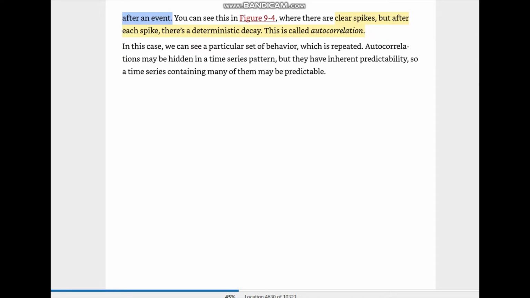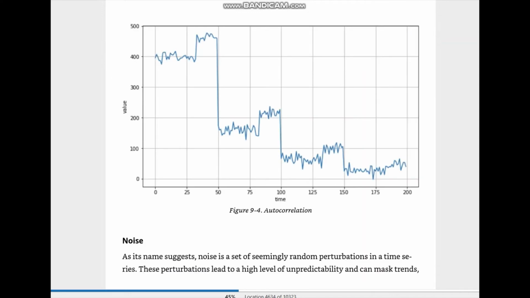So autocorrelation may be hidden in a time series pattern, but it has inherent predictability. So a time series containing many of them is predictable, right? So let's see what the next attribute is.